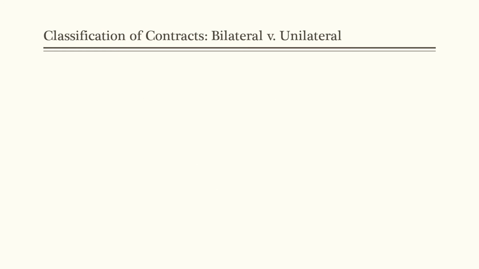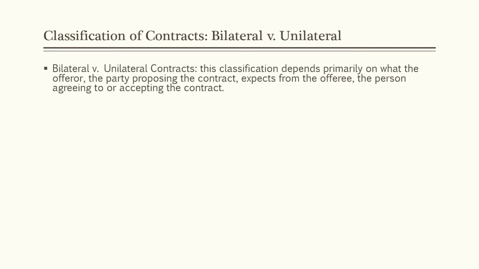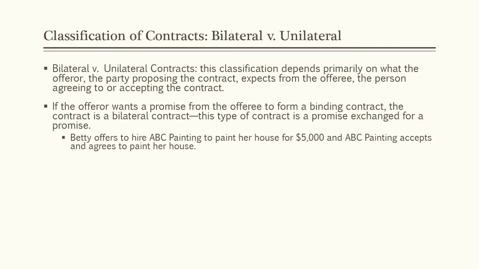Next, we're going to discuss classification of contracts, specifically bilateral versus unilateral contracts. This classification depends primarily on what the offeror, the party proposing the contract, expects from the offeree, the person agreeing to or accepting the contract. If the offeror wants a promise from the offeree to form a binding contract, the contract is a bilateral contract. This is the most common type of contract, a promise exchanged for a promise.